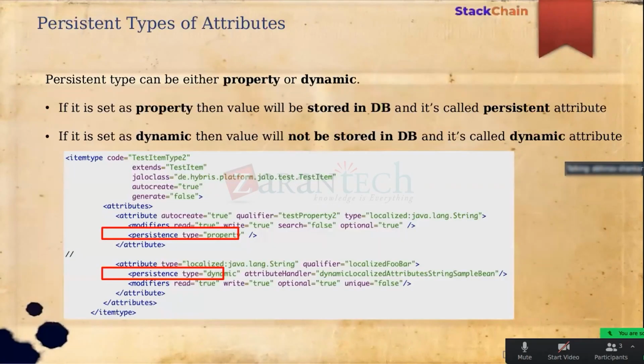So this is how we can do the data modeling. If you can see right now, the item type code equals test item type, extending this, autocreate true, generate equals false. After that, we can define the attributes. For example, qualifier name is testProperty2, type is java.lang.String. Like this, you can define the item types. This is called the actual data modeling.